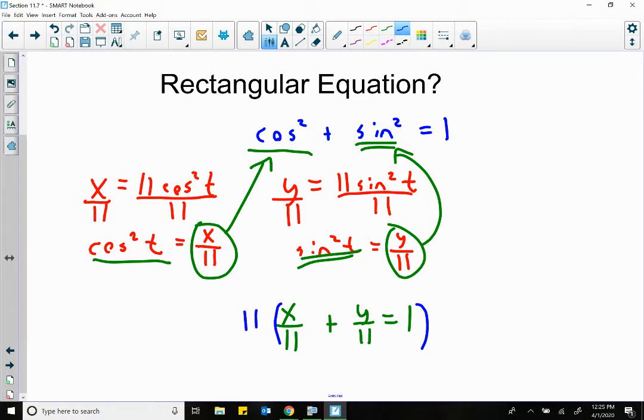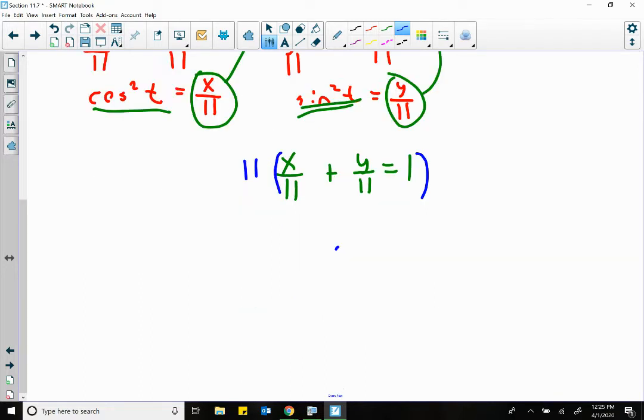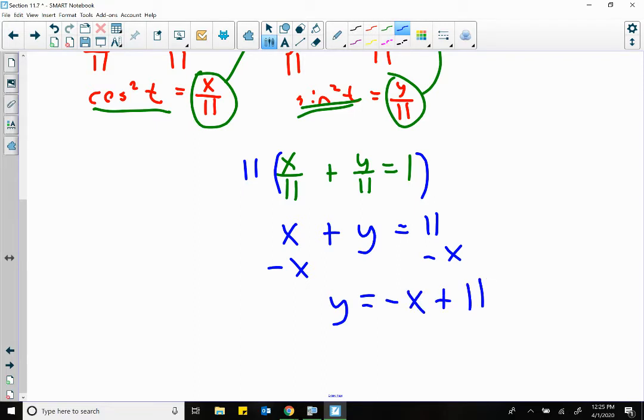Okay? So if we multiply everybody by 11, that's going to give us x plus y equal to 11. Now get y by itself. Well, subtract x, y equals negative x plus 11. And that makes sense why it looked like a line segment, because this is the equation of a line. A line that has an intercept at positive 11 and a negative 1 as a slope.